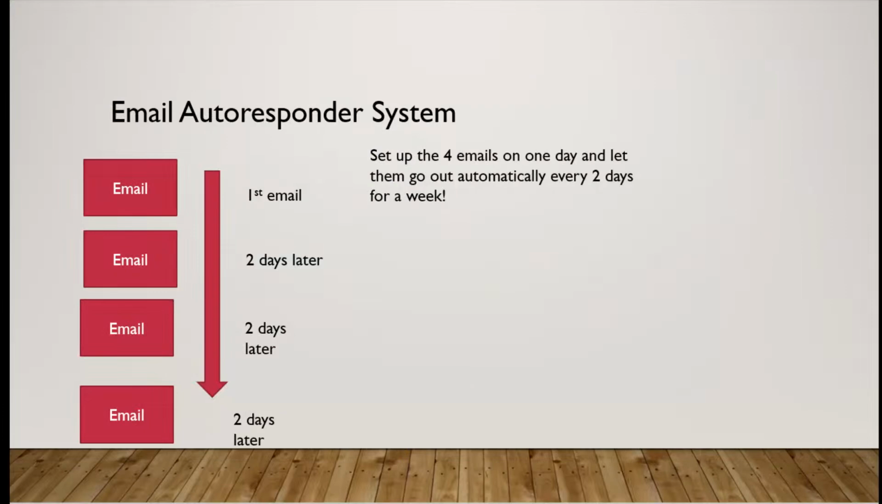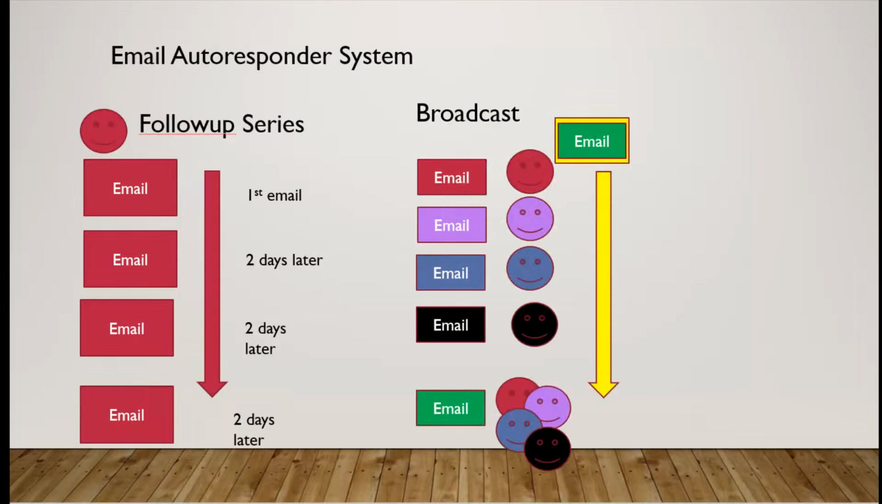We briefly looked at an email auto system and how you can set up emails all at once, and then the system itself, the autoresponder system, will send them out every 2 days or whenever you wish to send them out. There are 2 types of system. Well, actually there's 3. You can have a follow-up series where you set up all the emails for any new person who comes onto your list and continue to add on emails every 2 days or however often you want to send an email to them.